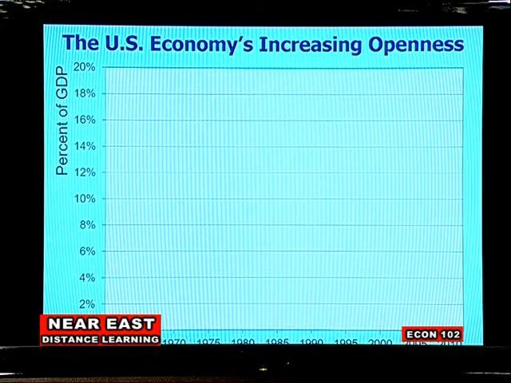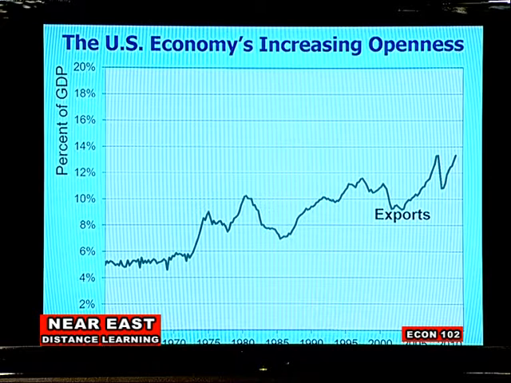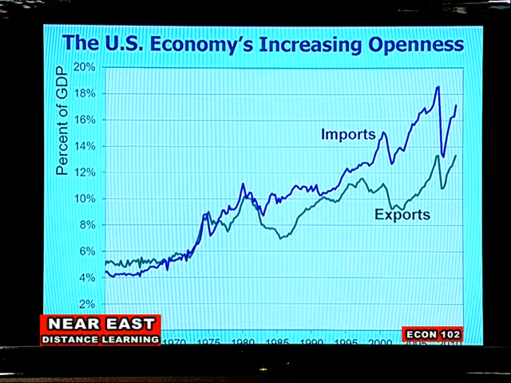So we can use a graph to demonstrate this. These are exports of an economy from 1960 to 2010. Then the other line shows the imports of an economy between the same periods, while the gap between the imports and the exports is net exports.